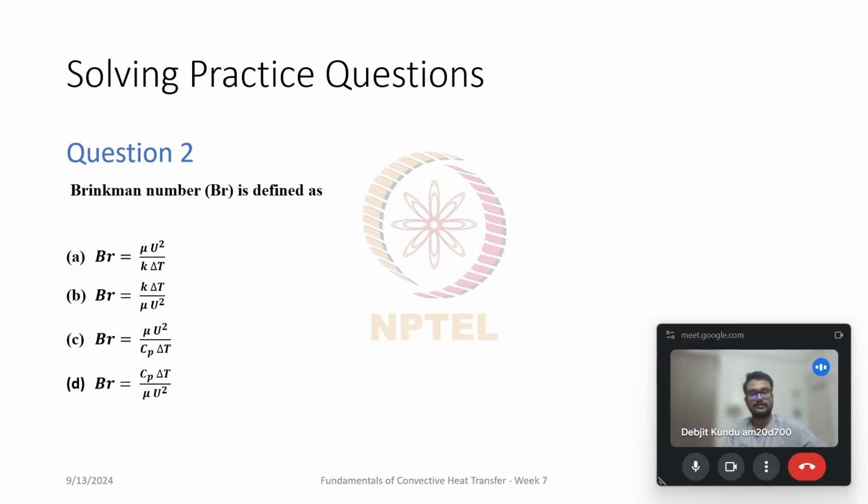Okay, so let's take a look at the solution. It's actually option A, that is Brinkman number equal to mu u square over k delta t. And once again, Brinkman number is also another important number which shows up in the study of heat transfer in Couette flows. So the Brinkman number is the product of the Prandtl number and the Eckert number.